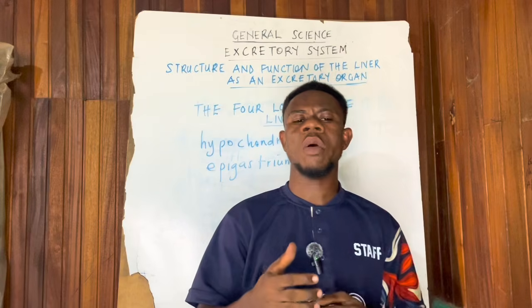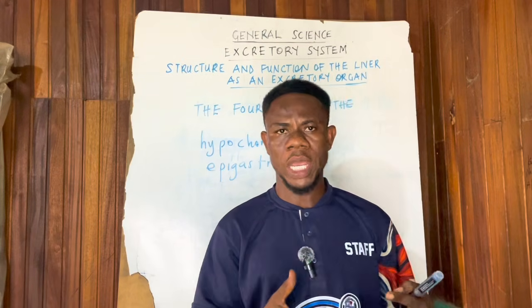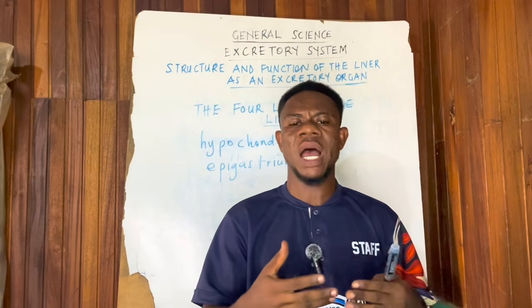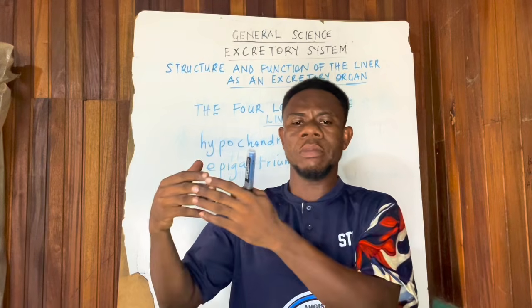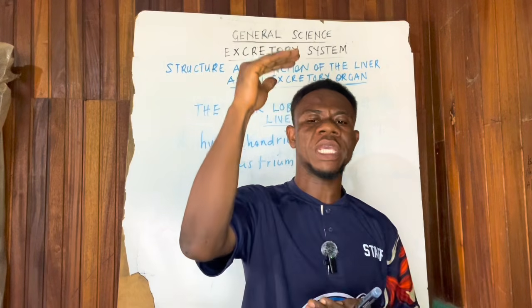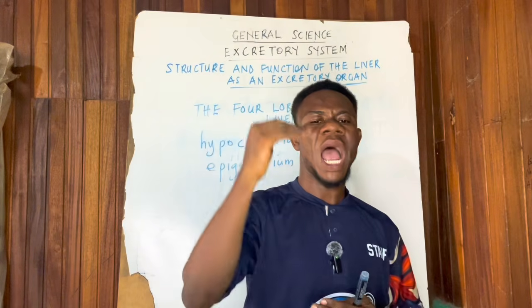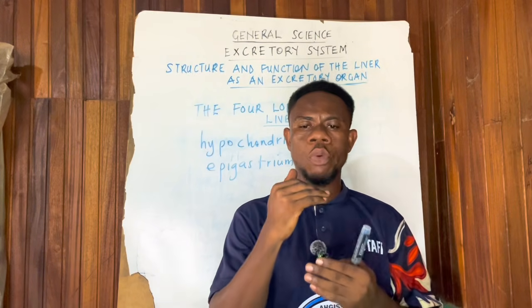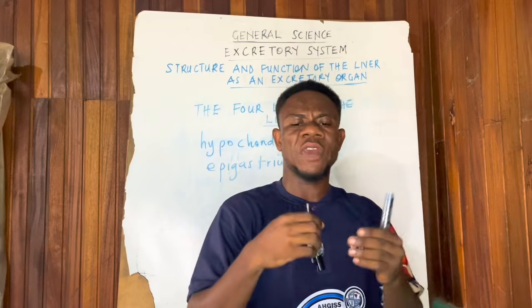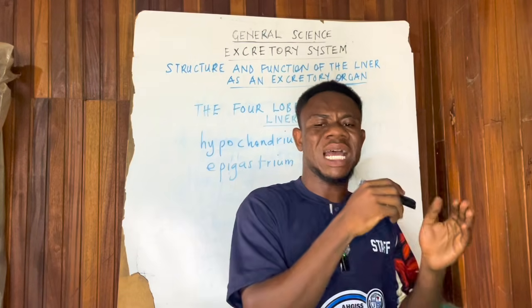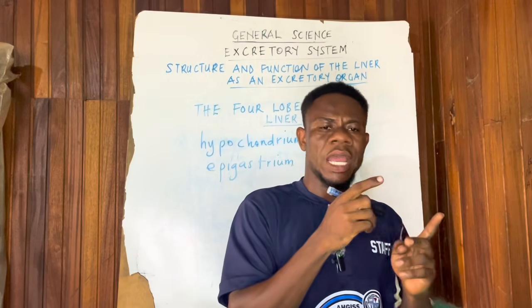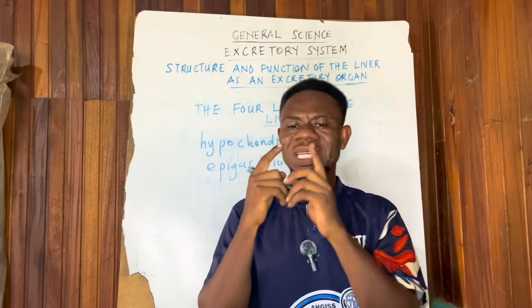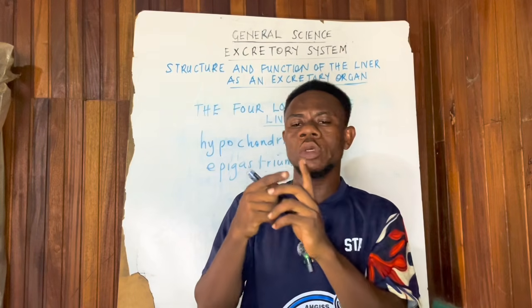So the epigastrium is the upper central abdomen. You say epi, up; hypo, under. The right lobe is significantly larger than the left lobe.